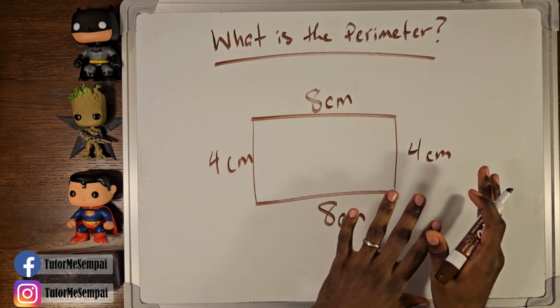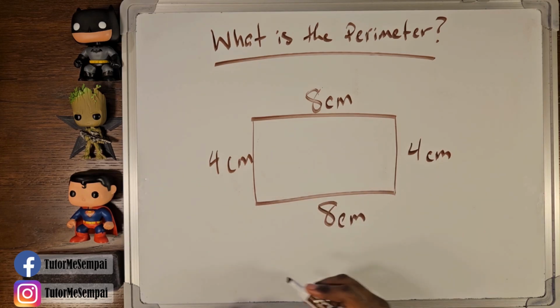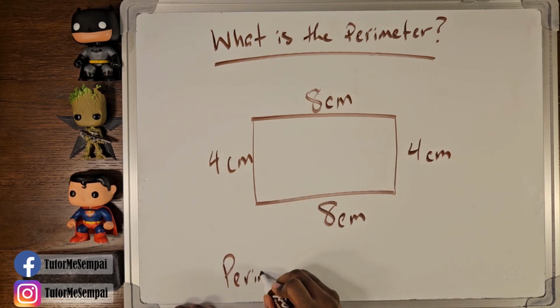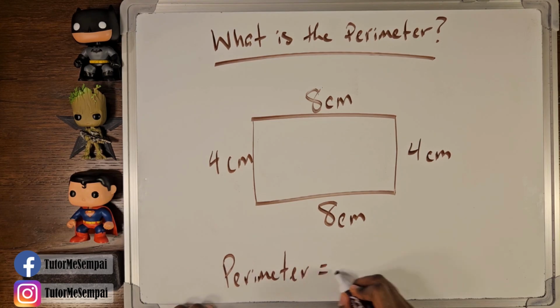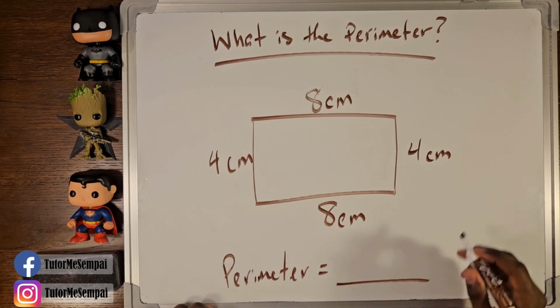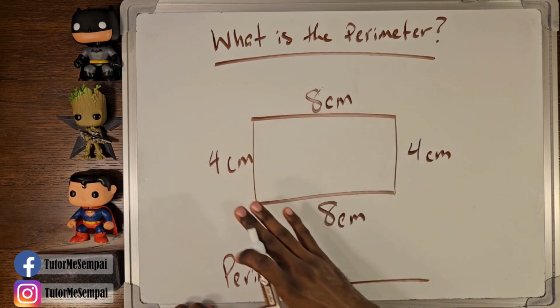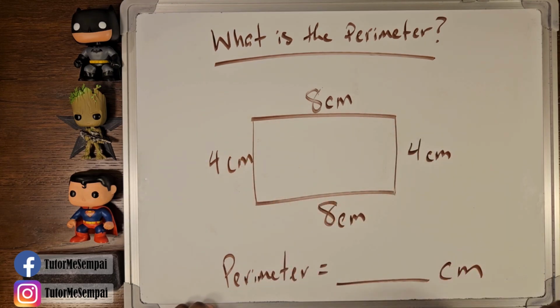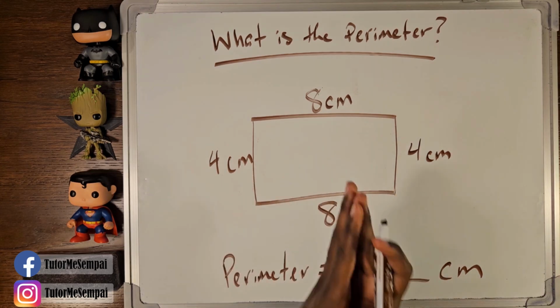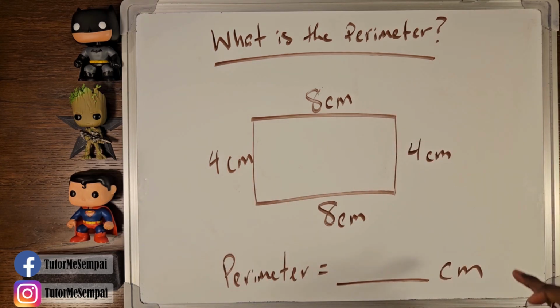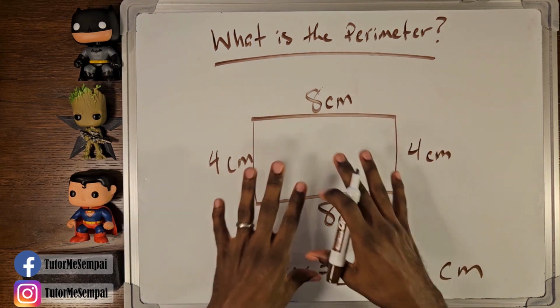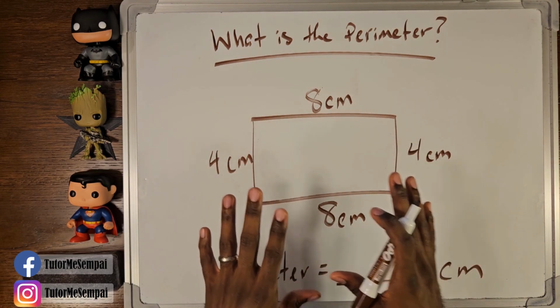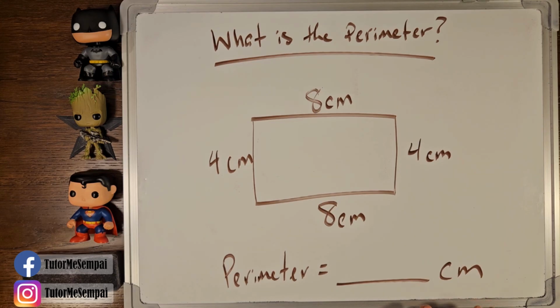And the units are very important. We don't want to forget those because our perimeter is going to have the same unit that we have for our sides. So if we have centimeters up here, it's going to be centimeters down here for your perimeter. So don't ever forget your units. If it's inches, it's going to be inches here. If it's feet, it's going to be feet here. If it's meters, it's going to be meters here. Whatever your sides have for their units, you're going to have that same unit down here for the perimeter.